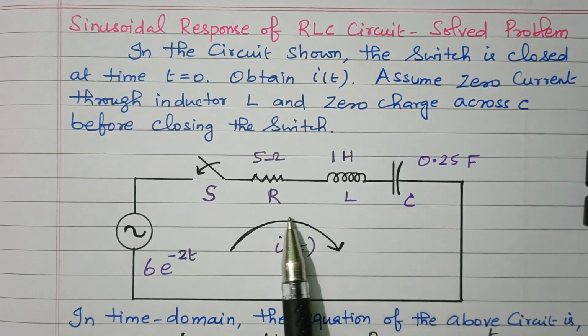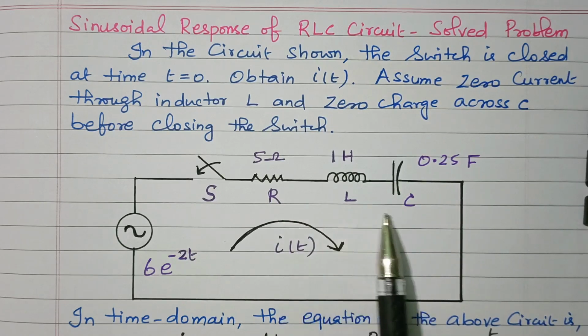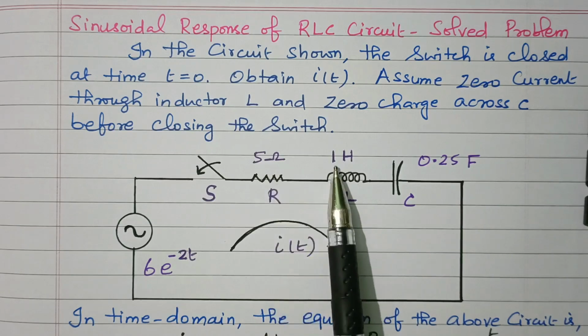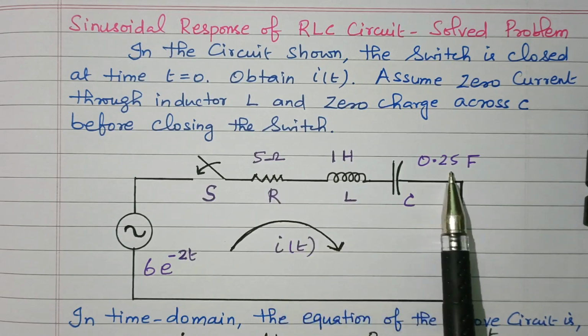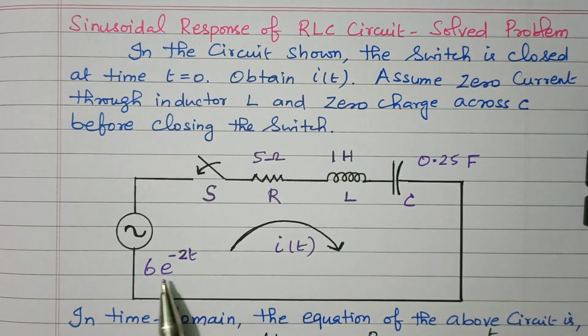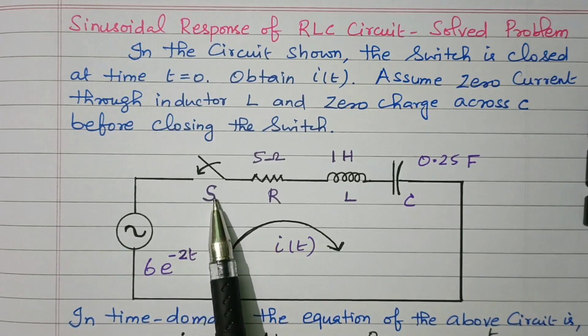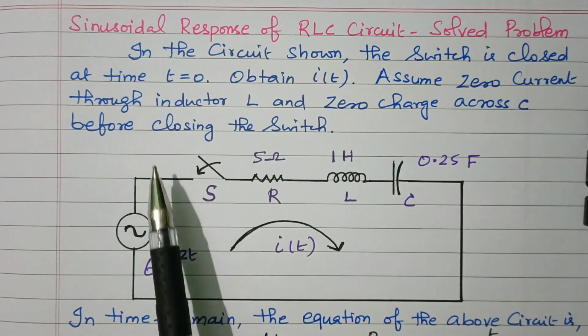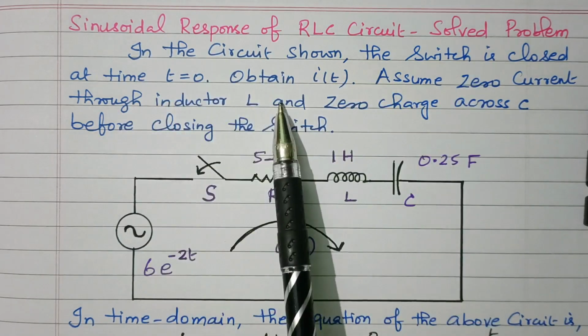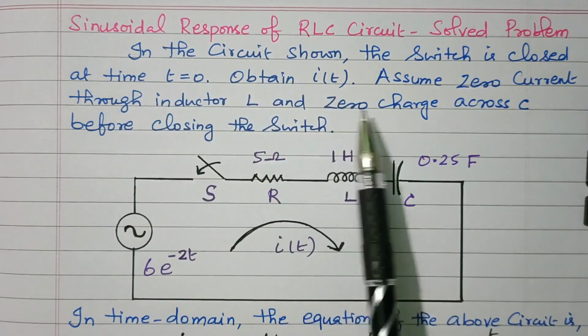Now we'll go to the topic. RLC circuit: R, L and C are connected in series. The R value is 5 ohm, L is 1 Henry, C is 0.25 Farad. This is the transient current, and we need to find the expression for this transient current. The applied voltage is in exponential form, 6 e power minus 2t. The switch is closed at t equal to 0. Let me read the statement. In the circuit shown, the switch is closed at t equal to 0. Obtain i of t, the transient current.